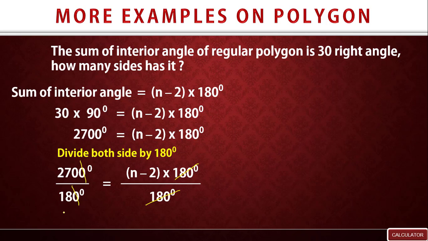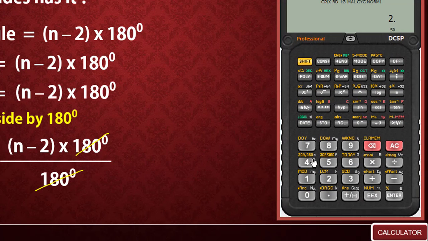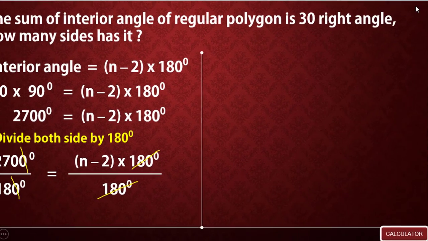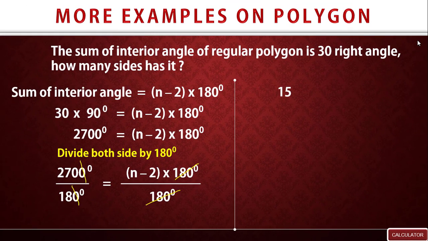So 270 divided by 18 will give the value 15, but you can use your calculator to do that. 270 divided by 18 equals to enter. You can see that the value is 15. So we have 15 there, equals to, then our right hand side, what we have left there is n minus 2.